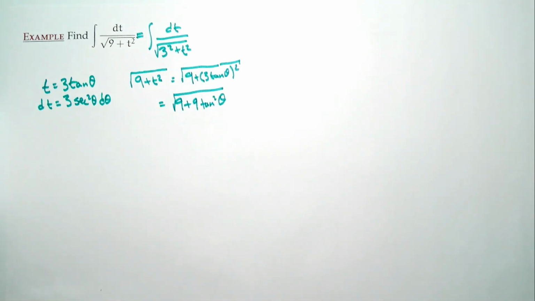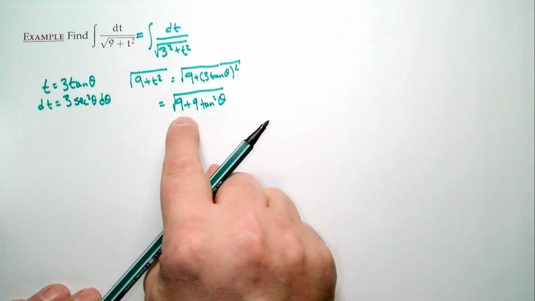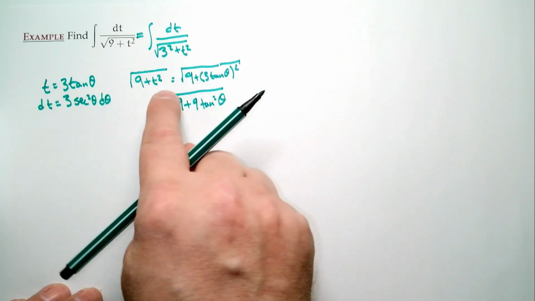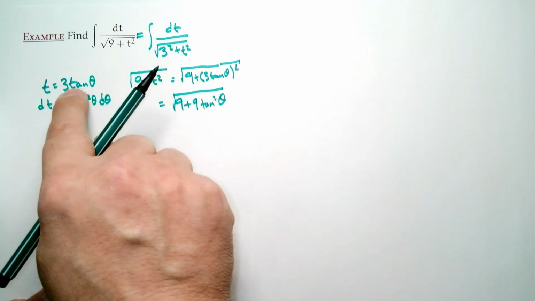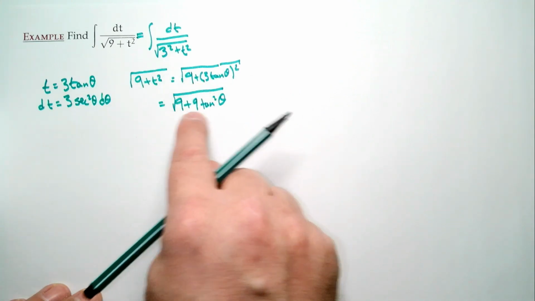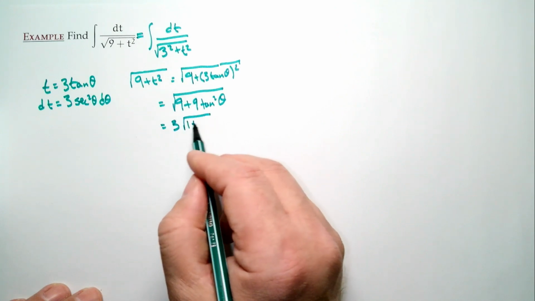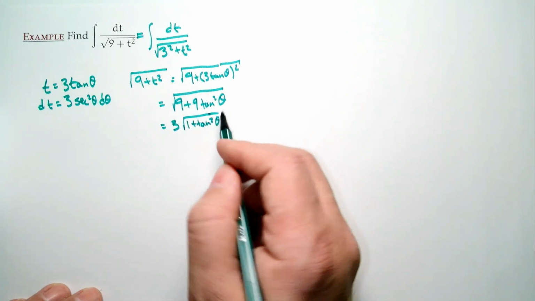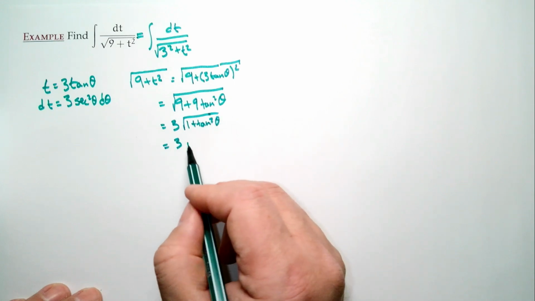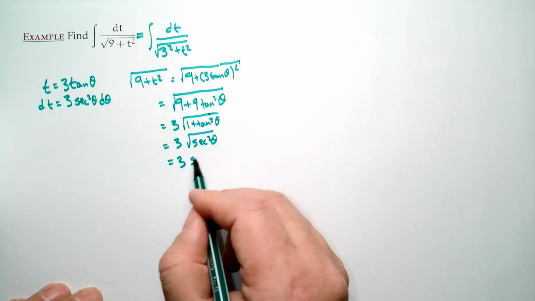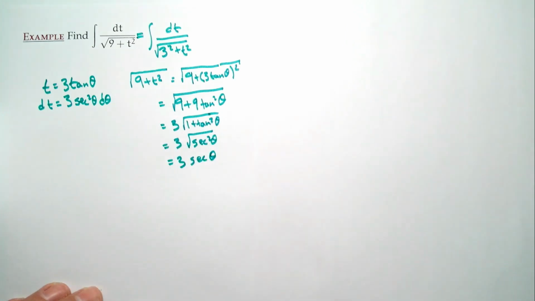What can we do here? We can pull out the 9, because that's common. So now we see why we need that a. So why did we need to put that 3 there? We needed that 3 there because I wanted to pull out the 9, so this becomes 3 square root of 1 plus tangent squared. 1 plus tangent squared, also known as secant squared, and therefore we get this as 3 secant theta. Now oftentimes that step is automatic, we don't even have to do a lot of work.